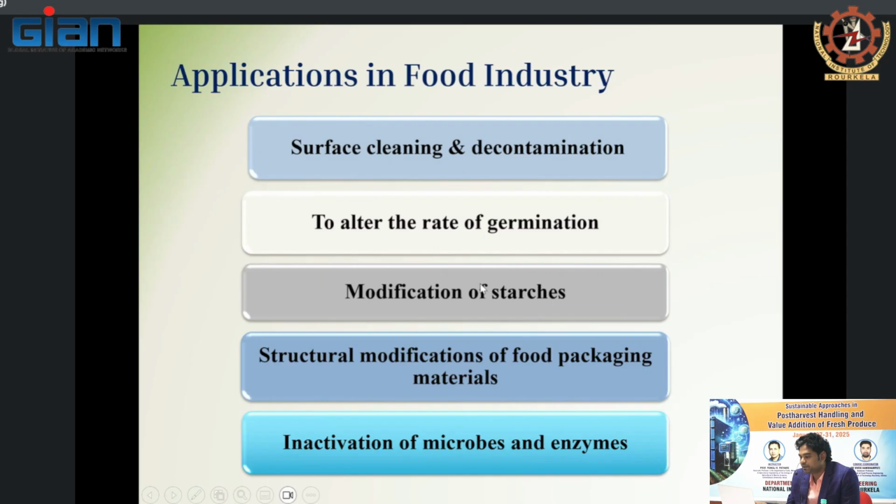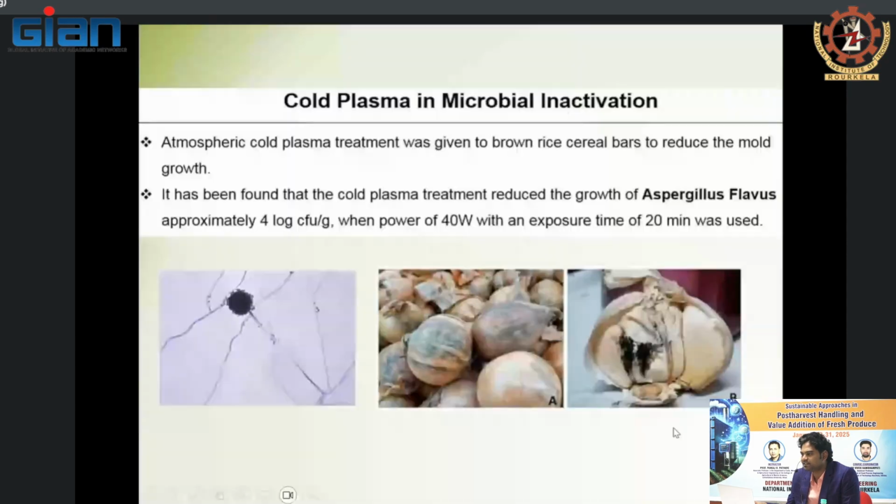So, manufacturing of resistant starch or modified starch. So in all those industries we have plasma as an application. Structural modification of food packaging materials also has an application. Inactivation of microorganisms and enzymes. When it is exposed to microorganisms, it destroys them, and enzyme inactivation is also one of the major applications in the food industry.